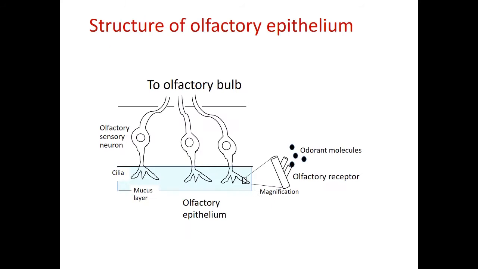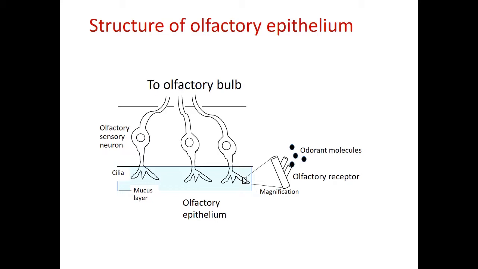The structure of olfactory epithelium. Olfactory epithelium is a sensing domain, and this is the structure of that. This part is an olfactory sensory neuron, often called OSN. From OSN, some kind of long hairs, we call the cilia, are extended. And this is a viscous liquid layer, we call that the mucus layer.